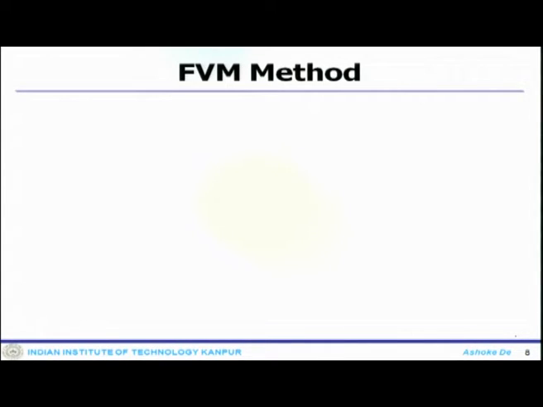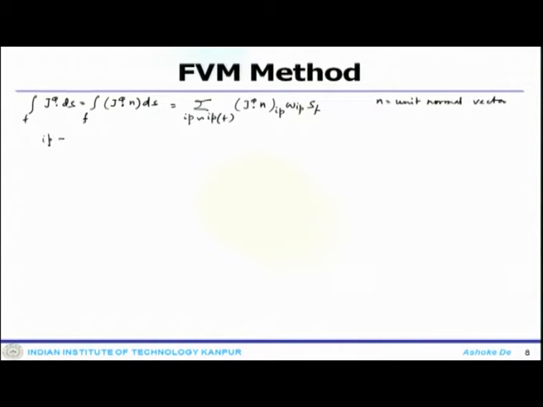Now, if I write that the flux integral of j phi dot ds over faces, so this would be j phi dot n ds, where n is the unit normal vector, then this will become my summation over IP of faces, j phi dot n, IP WIP SF.